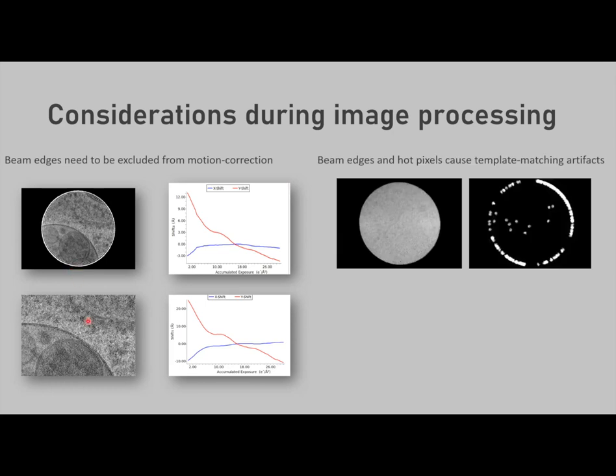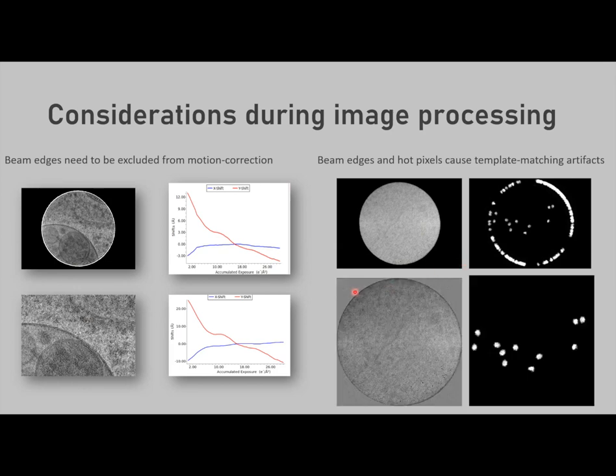The next kind of special artifact you have to deal with is that the beam edges in cross-correlation calculations cause an artificial high signal just because it's such a strong contrast feature. So if you just naively run 2D template matching on these images, you get false matches basically on the edge. So what we do is we just fill the dark area with Gaussian noise, and then you very nicely get rid of that and only get true matches of ribosome locations.